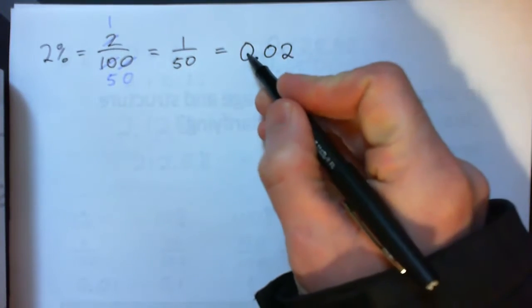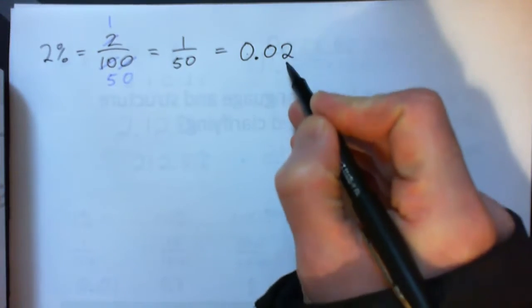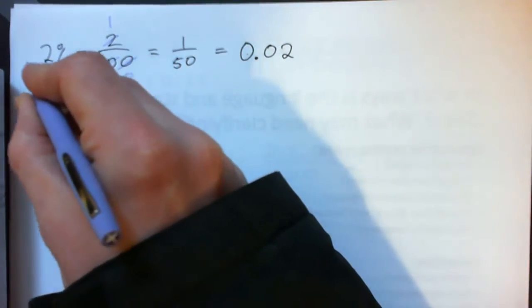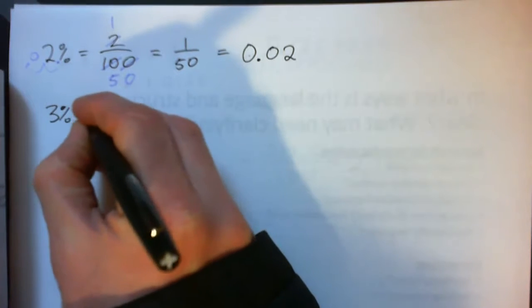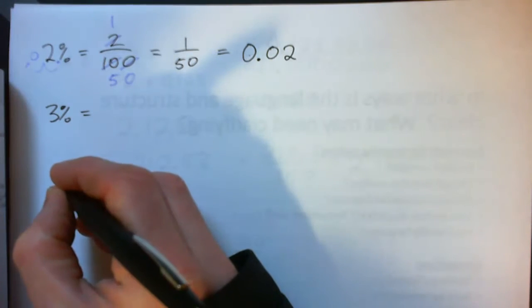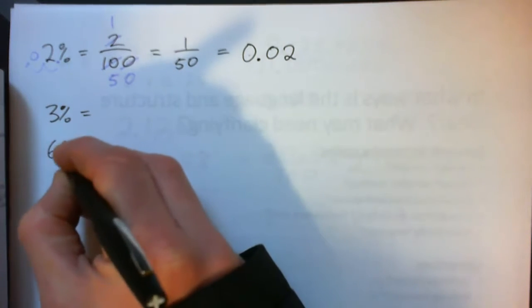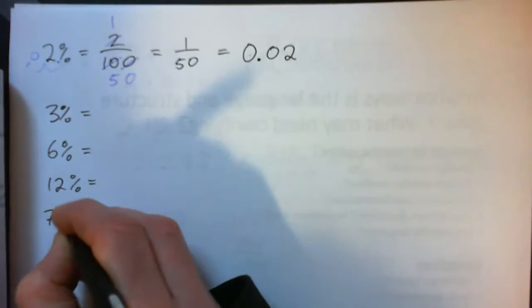Because you've got whole numbers here, and then tenths here, and then hundredths here, right? Or you could remember that trick to get a percent to a decimal. You move this point over 2 spots to the left and stick in a 0. Remember that? Right? So that's 2%. Then we've got 3% to figure out, 6%, 12%, 77%, right?